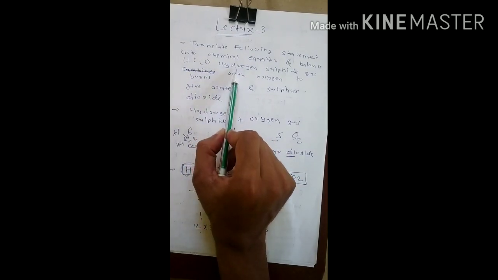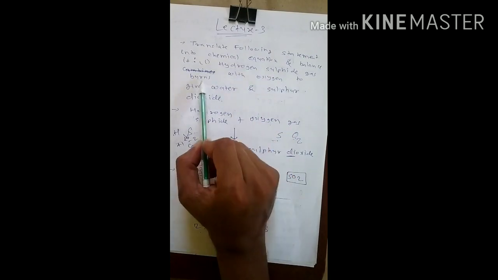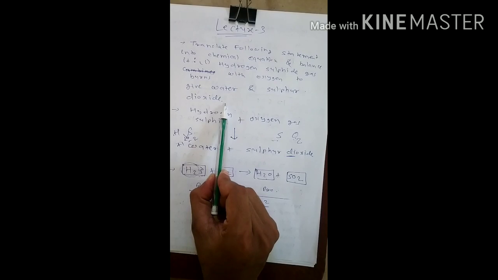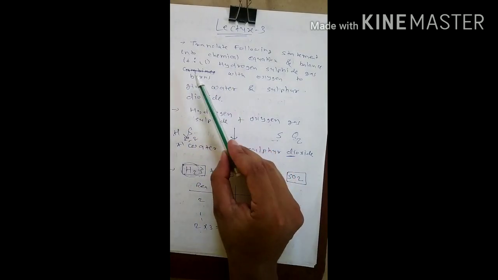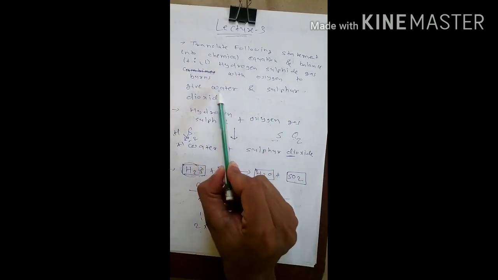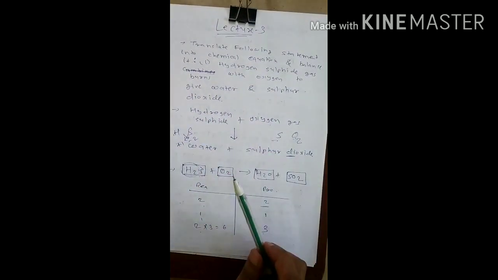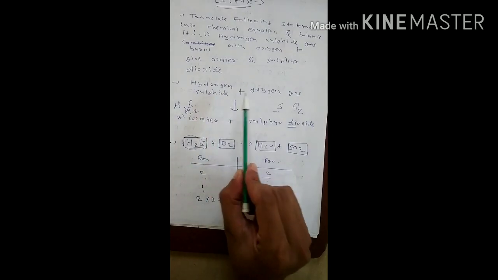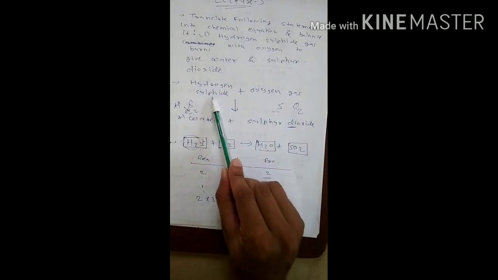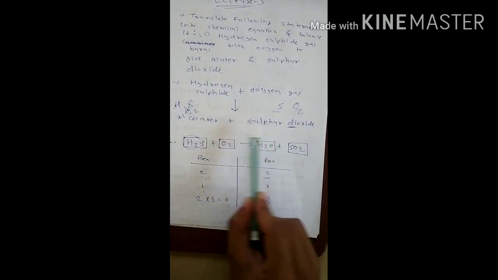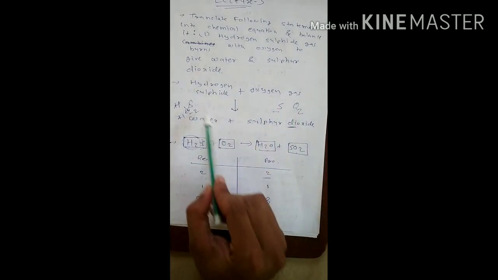So the statement is like this: hydrogen sulfide gas burns with oxygen to give water and sulfur dioxide. Again, I am reading the statement: hydrogen sulfide gas burns with oxygen to give water and sulfur dioxide. So first I am writing down the word formation of the chemical equation. Hydrogen sulfide and oxygen gas both are reactants here, and the products are water and sulfur dioxide. So here I have written the word formation.